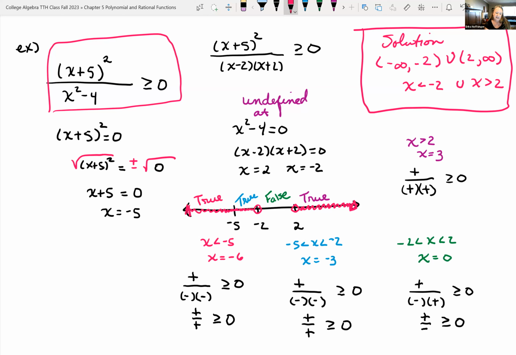Okay, so there is solving nonlinear inequalities and rational inequalities, both graphically and algebraically.